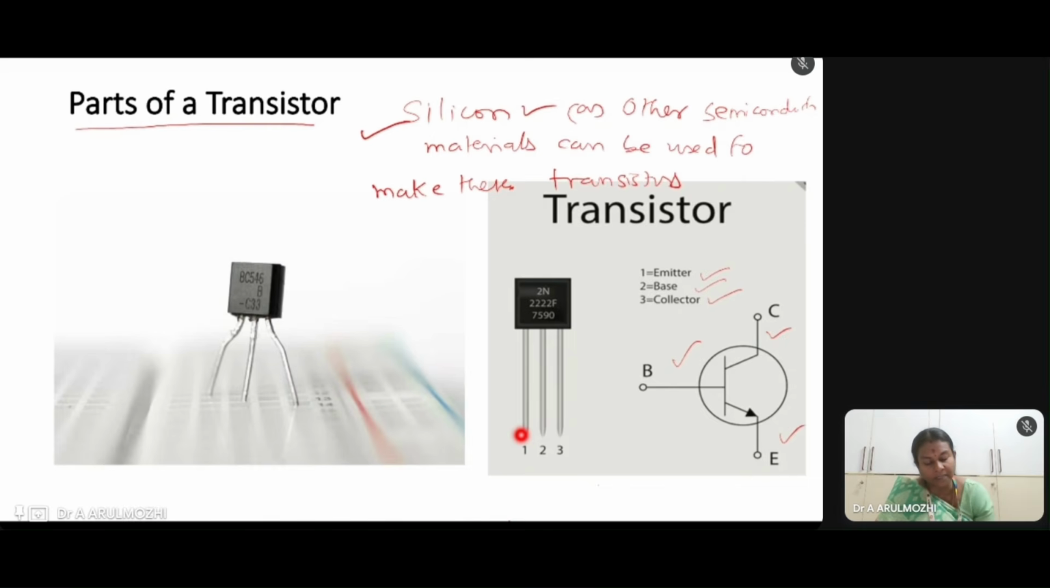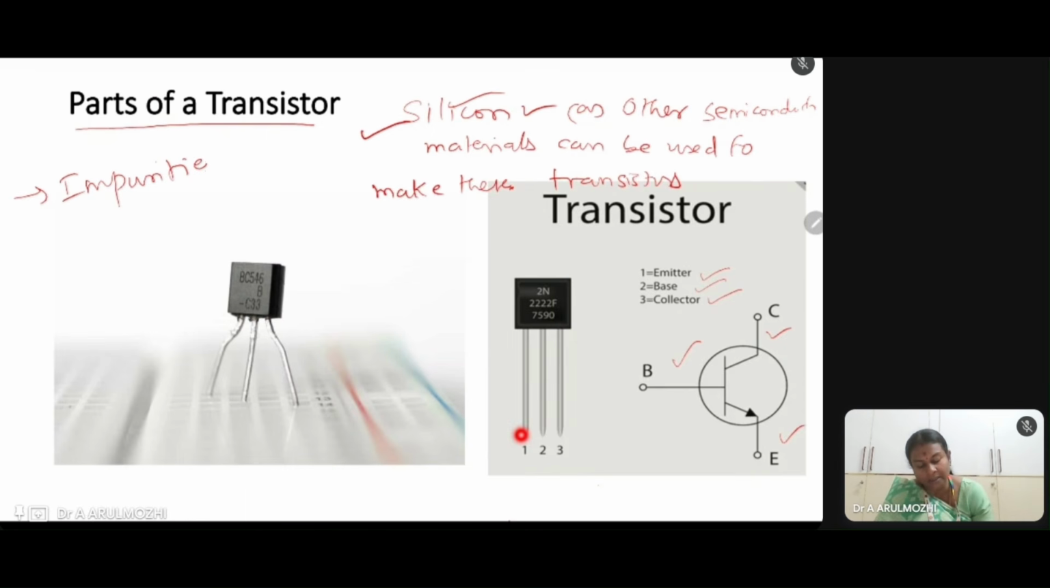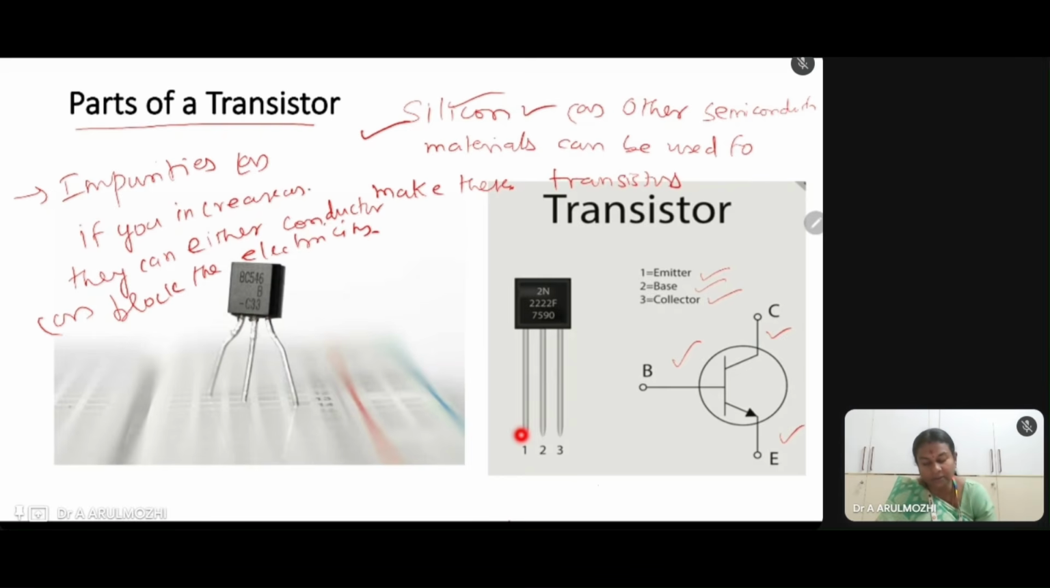And what is the main property of a semiconductor? If you add impurities, or if you increase the temperature, they can either conduct or block the electricity. Okay. So due to this reason, they can be perfectly used to make transistors.